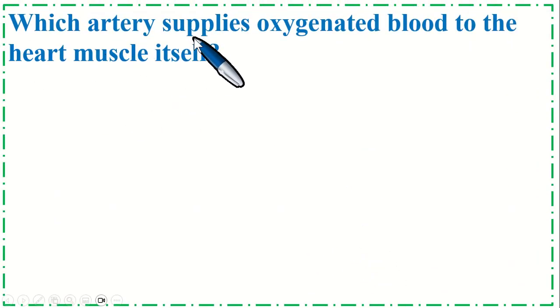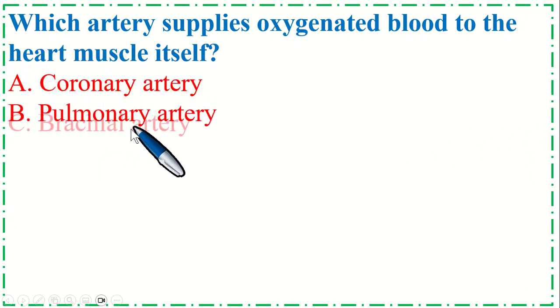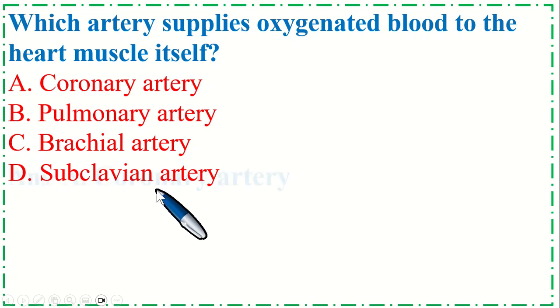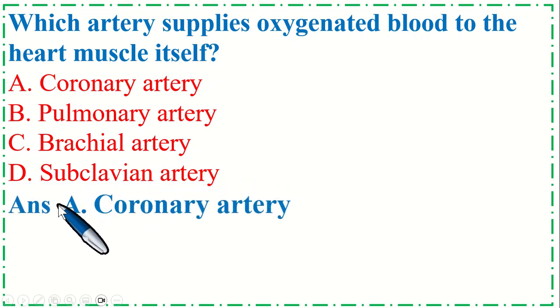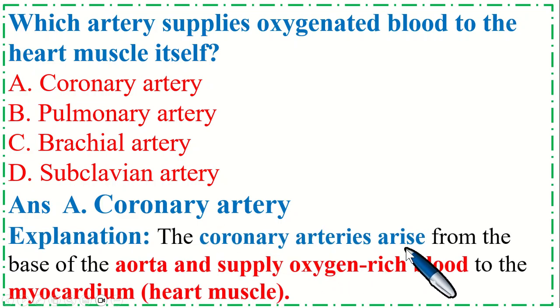Which artery supplies oxygenated blood to the heart muscle itself? Option A coronary artery, B pulmonary artery, C brachial artery, and option D subclavian artery. So the correct option is A coronary artery. The coronary arteries arise from the base of the aorta and supply oxygen-rich blood to the myocardium, the heart muscle.